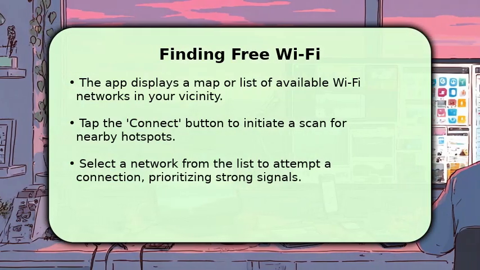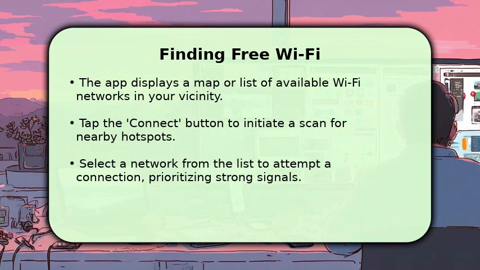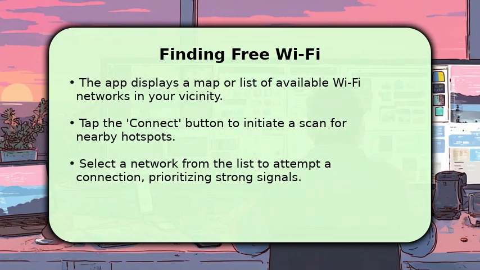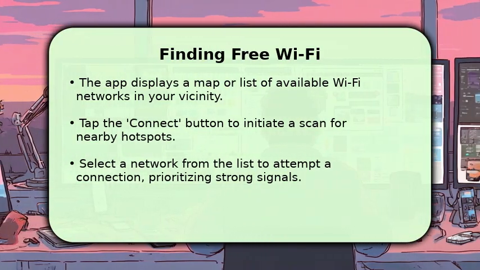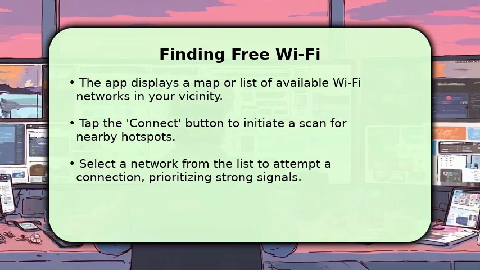After opening the app, you'll see a map or list of available Wi-Fi networks. Tap the Connect button to initiate a scan for nearby hotspots. The app will display networks, often indicating their signal strength and whether they are free. Select a network from the list, and the app will attempt to connect you.